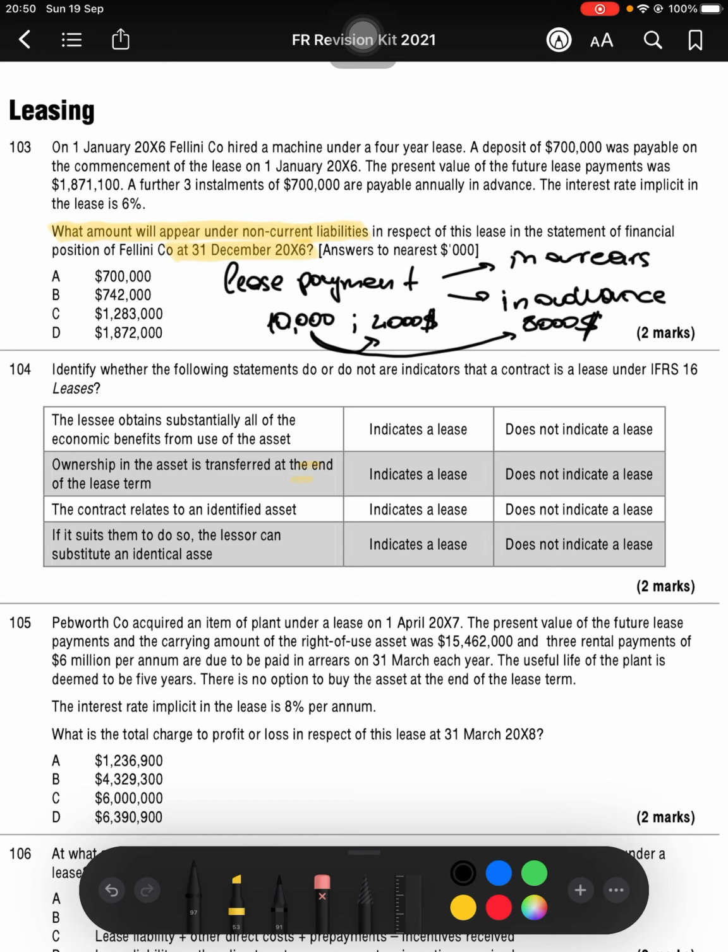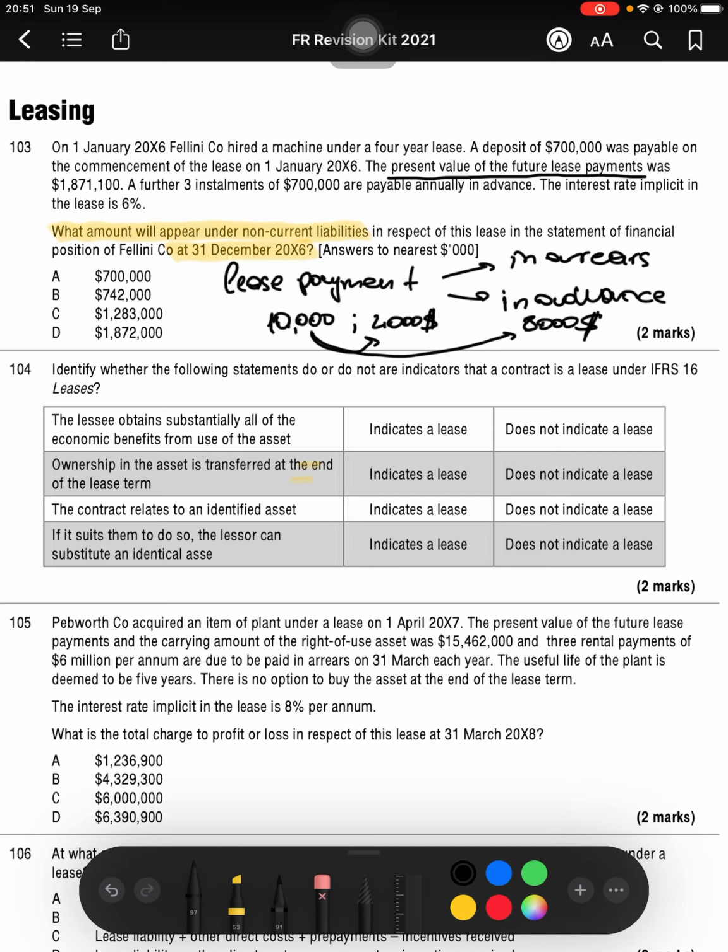In our example, it said that on 1st January 2006, Fellinico hired the machine under a 4-year lease. A deposit of 700,000 was payable on the commencement day of the lease. The present value of future lease payments was 871,100. Okay. So basically, in this question, we are given the present value of future lease payments.